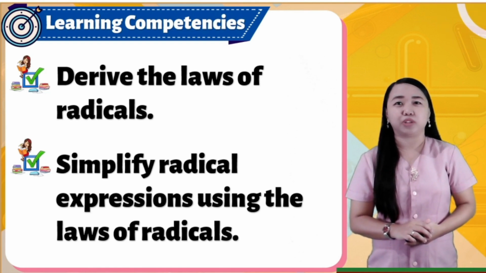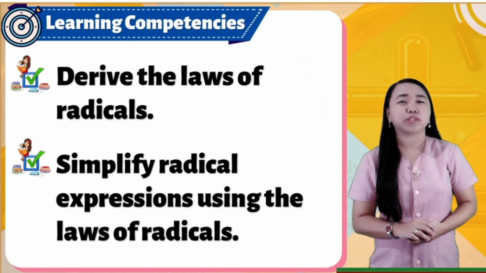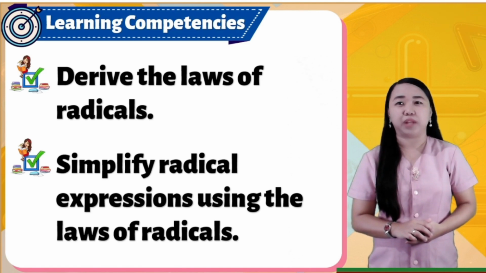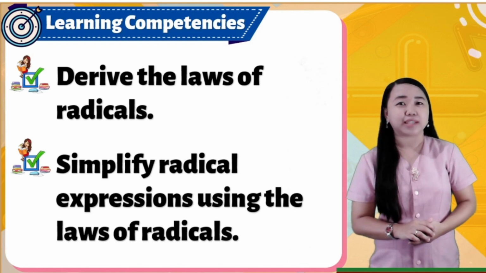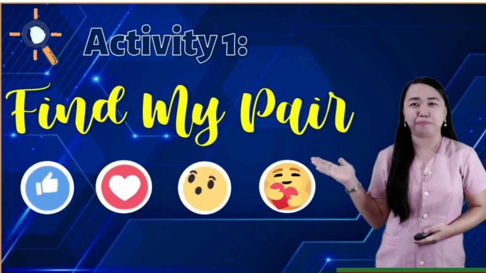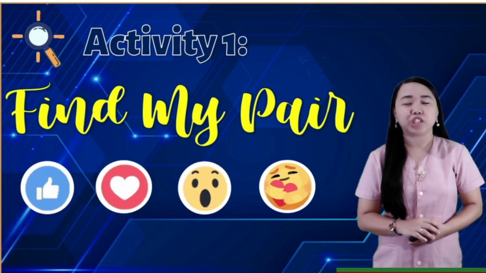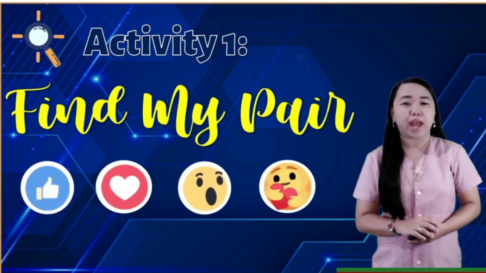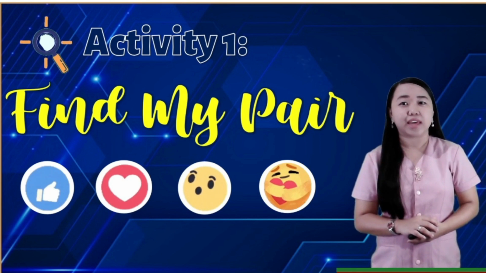Before we proceed to the topic, let us review some related topics that were discussed in the previous FB Live. Our first activity is entitled Find by Pair. You need to match the given exponential form to its radical form by reacting using the emojis that will be used.